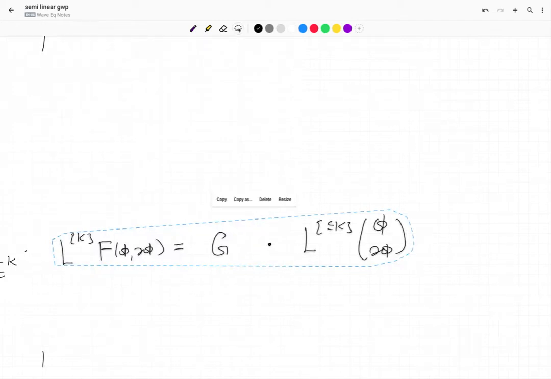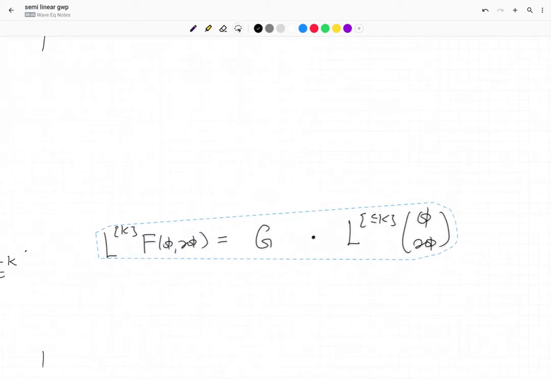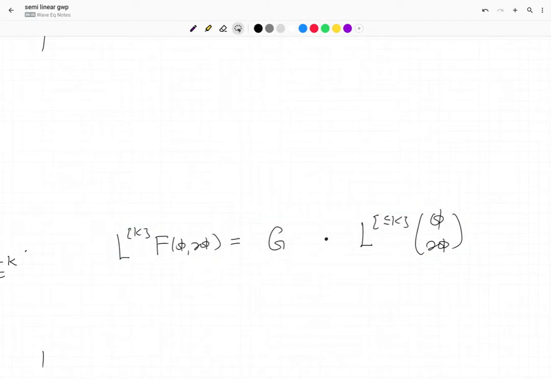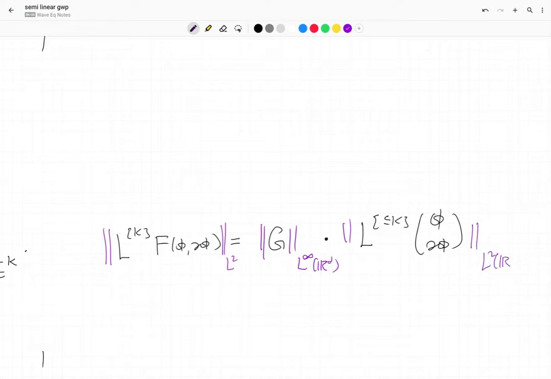Okay, so we have something like this. This is what we have before for LK of f. So I want to put this in L2. Oops, let's use a pen. That's helpful to use a pen to write. So I'm going to put L2. I'm going to put this term in L infinity of R^d, and I'm going to put this term in L2 of R^d. And so let's see how we can estimate this term in L2 in R^d.